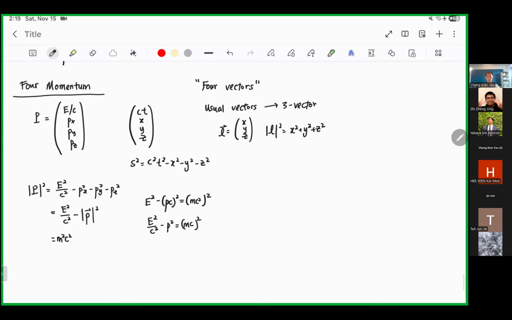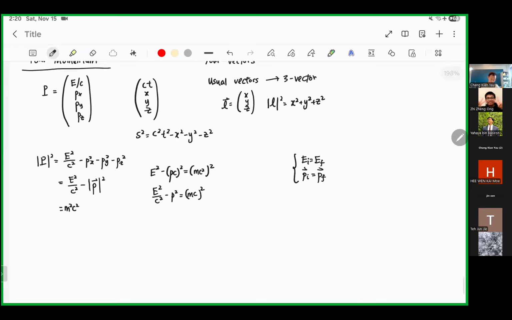You can use this four momentum to solve problems. Usually you solve problems by equating initial energy to final energy, and initial momentum to final momentum. Since momentum is a vector, we have three more equations. But you can actually just use the four momentum to solve problems, which usually gives a quicker way because of its own property like this one. You'll see when you start to solve problems. Then I'll move on to acceleration.